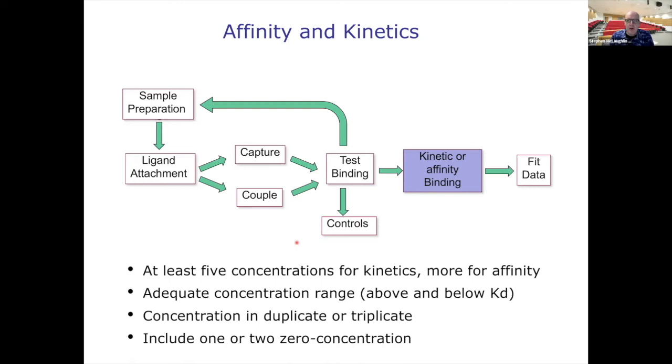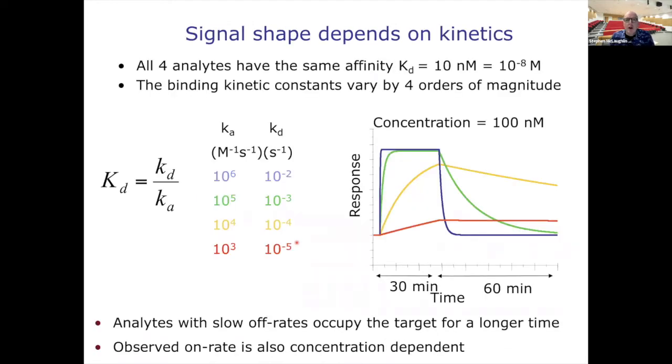Do things in duplicate and triplicate if you can. Sometimes things go slightly wrong, might be an air bubble or something, and it's always good to then be able to discard one concentration. Obviously include buffer controls as well, because you need to be able to take away background drifts and bumps. So what data are we going to look at?